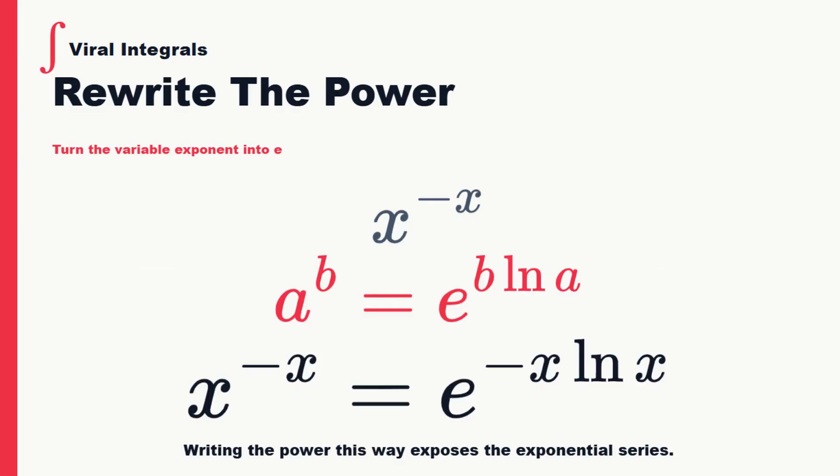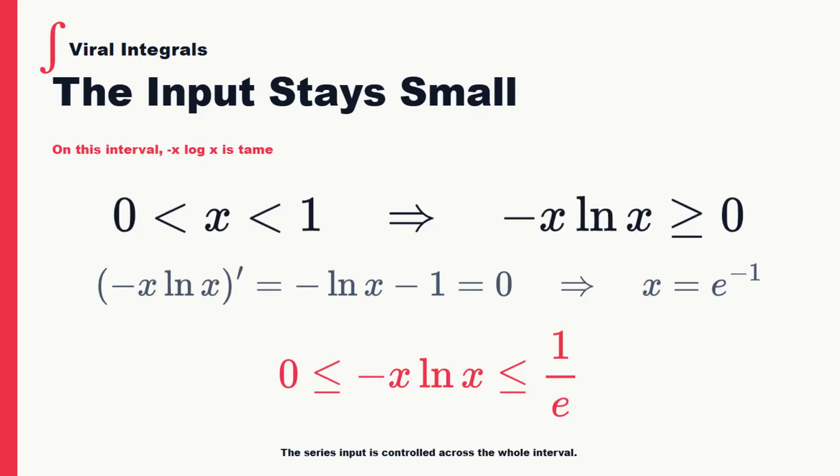So the first move is to turn the variable power into e to a logarithm. Since a to the b is e to the b log a, x to the negative x becomes e to the negative x log x. Now we check the input of the exponential series. On the interval from 0 to 1, log x is negative, so negative x log x is positive. Its maximum is 1 over e, so the series input stays controlled. And displayed are the calculations you would need to show that.